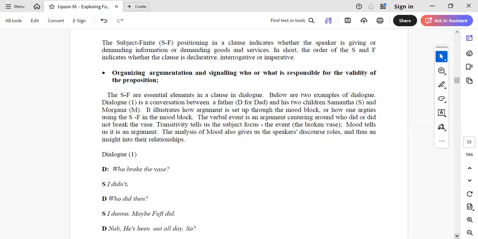Basically, he's asking who broke the vase, and the person who is replying says that I didn't. No, but then who broke the vase, right? This is interrogative, right? So if I just make it declarative, I can say that the vase is broken. Am I right? Or I can say that somebody broke the vase, right?